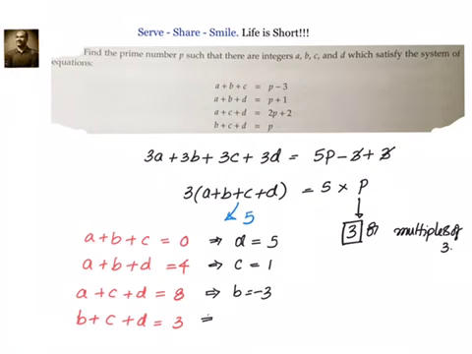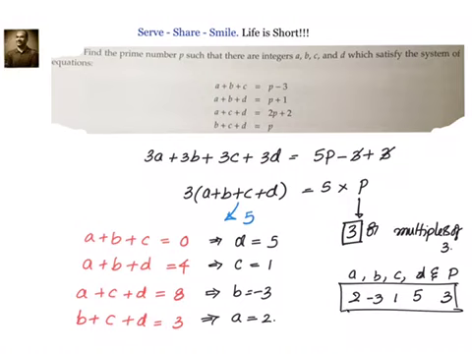We know a plus b plus c plus d equals 5, and b plus c plus d equals 3. That means a should be equal to 2. So the values of a, b, c, d and p are: a is 2, b is minus 3, c is 1, d is 5 and p is equal to 3. So that's one interesting example.